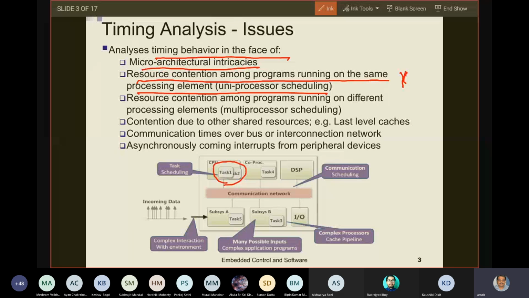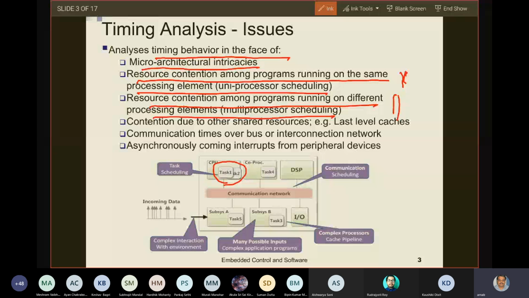Okay. Resource contention among programs running on different processing elements has to be sorted out, and this is done through multiprocessor scheduling. What I'm saying is that you have a group of n tasks running on m processors, and you have to schedule these m processors and multiplex the execution of these n tasks over these m processors together, such that none of the instances of any of these n tasks ever miss their deadlines. This is the problem of multiprocessor scheduling that has to be correctly conducted, and we have to obtain estimates on time for that.